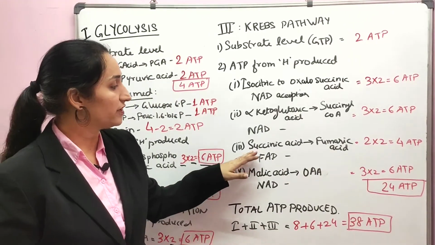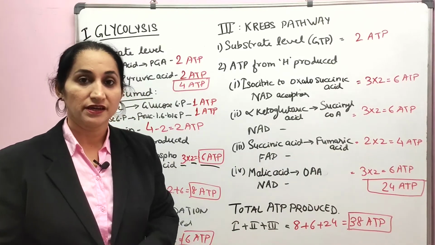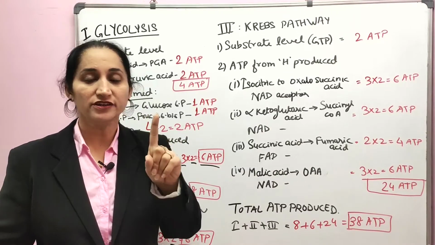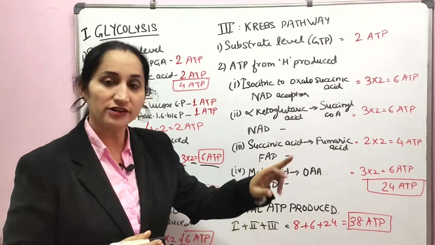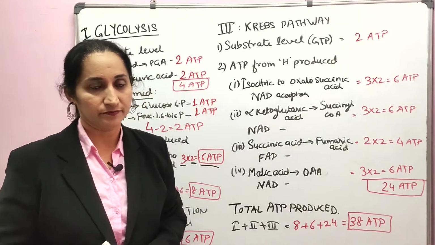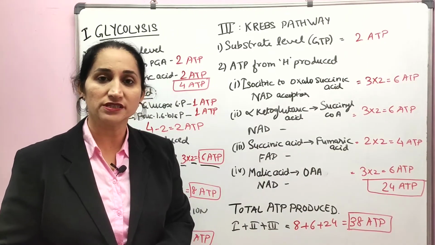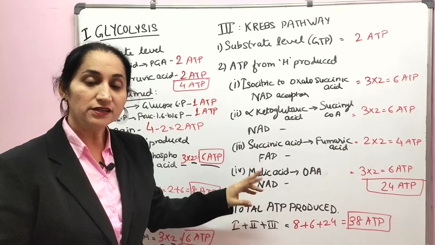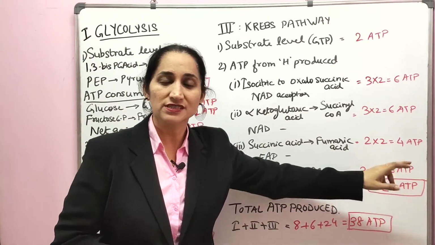In the reaction when succinic acid is converted into fumaric acid, FADH2 was produced. One FADH2 molecule will give 2 ATP molecules. So 2 FADH2 were formed, and 2 into 2, total 4 ATPs were formed. And then when malic acid was converted into oxaloacetic acid, the last stage of the Krebs cycle, again 2 NADH were formed, which gives a total of 6 ATPs.